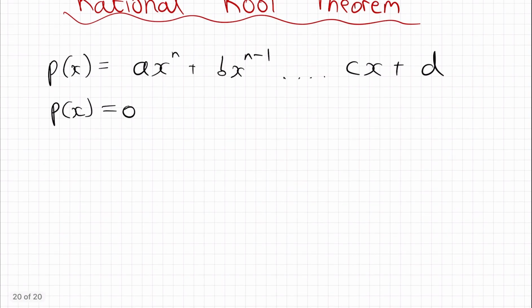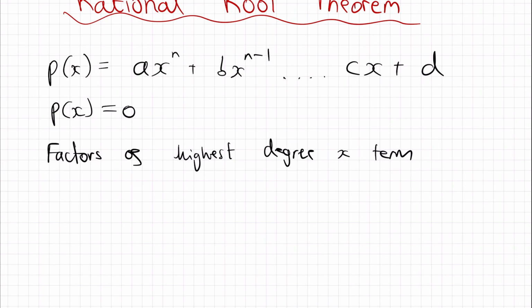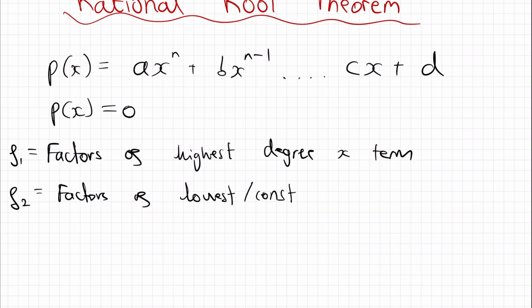Basically what it says is you need to find all of the factors of the highest degree x term, over, and you also need to find the factors of the lowest slash constant term, and we need to find both of these terms' factors. So this is the factors of a and the factors of d in our case.